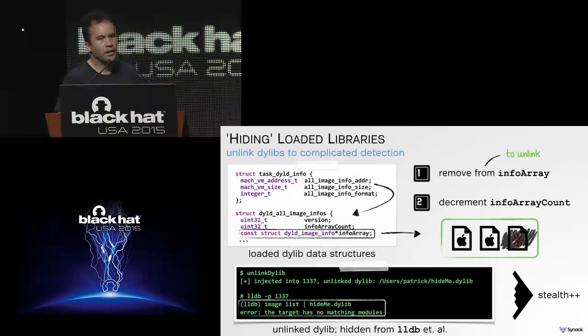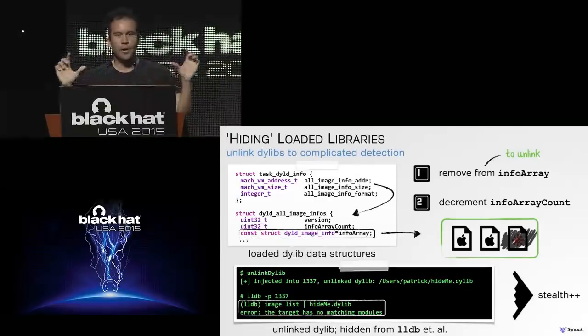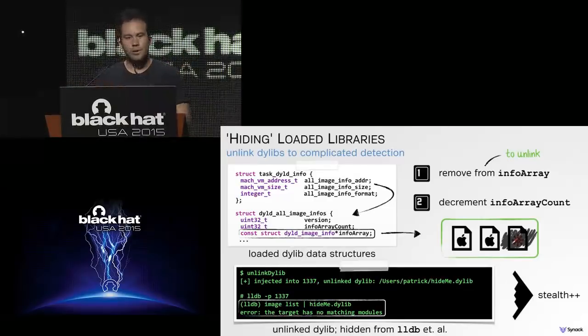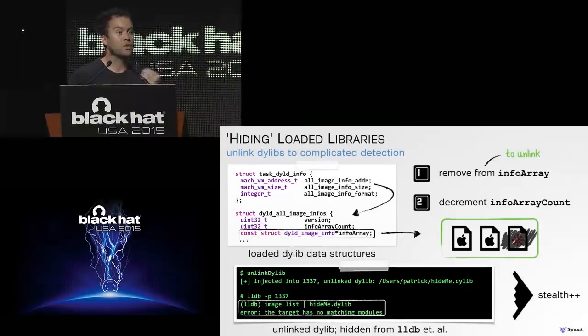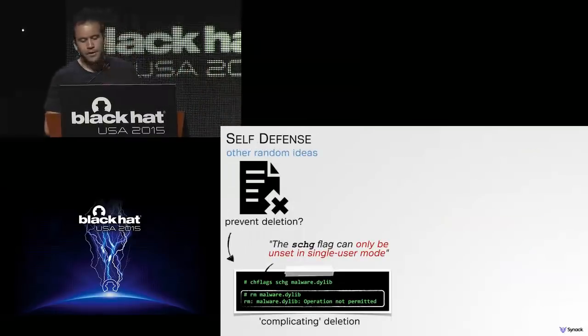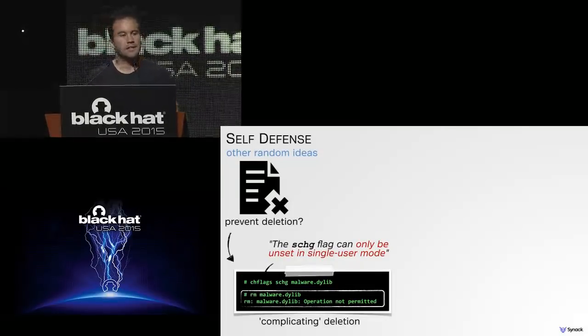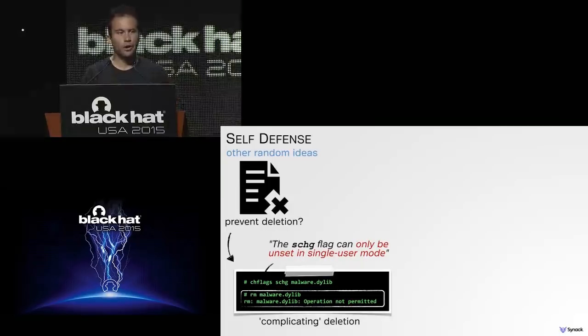We have a little unlink dylib tool that we execute, and it will basically just remove the dylib from the array of loaded dylibs. And then when we use a debugger such as LLDB to query that and say, hey, what dylibs are loaded? I think there's something malicious maybe in here, LLDB won't see the dylib and won't return it. So again, it just increases the stealth. Now there's definitely a myriad of other ideas that malware could use to protect or defend itself. I just want to briefly mention two more.